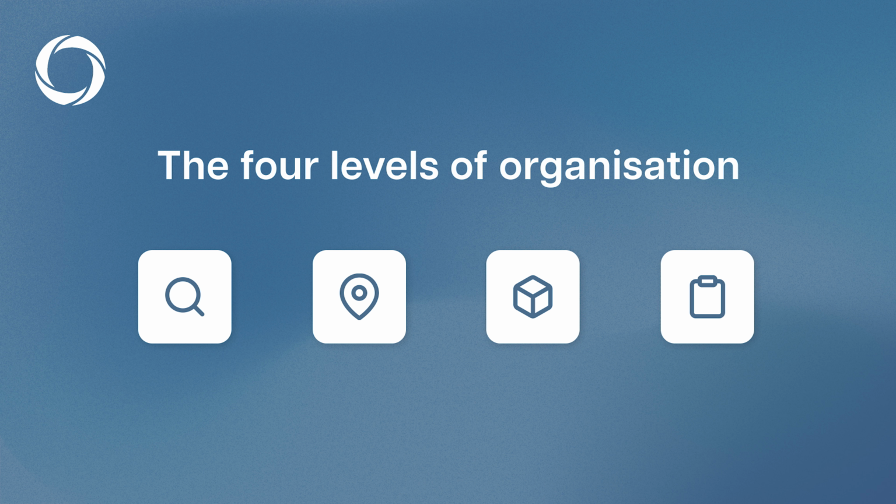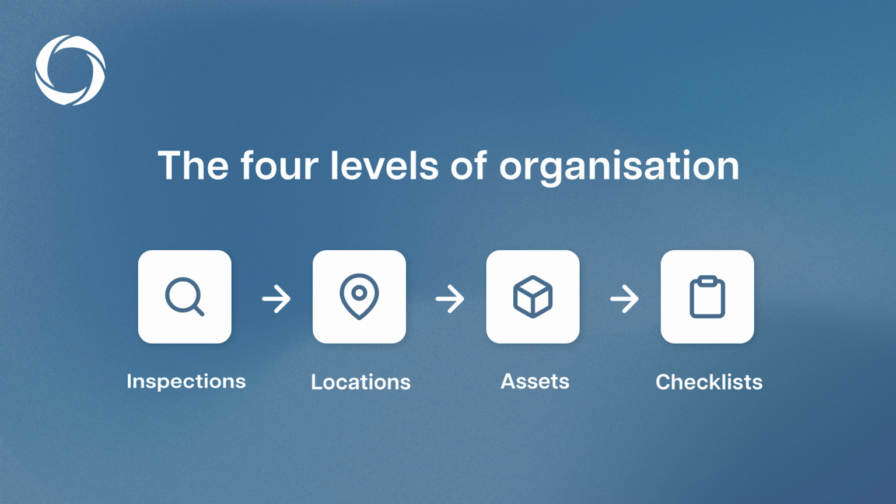When conducting an inspection, we work with four main levels of organization: inspections, locations, assets, and checklists. Each of these levels plays a critical role in structuring and streamlining the inspection process. An inspection represents the overall task and includes a list of locations. Each location serves as a container for assets, which can be either physical items or non-physical entities that require inspection. For every asset, there is an associated checklist containing detailed checklist items, specific tasks or criteria to be reviewed as part of the inspection process.